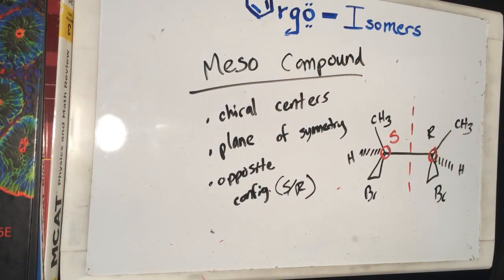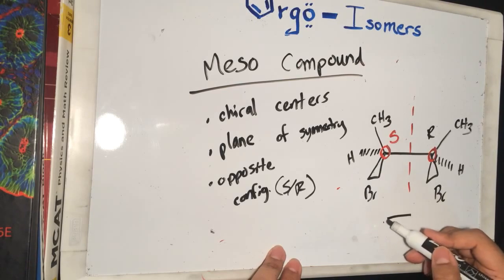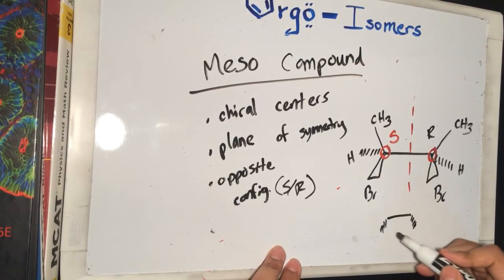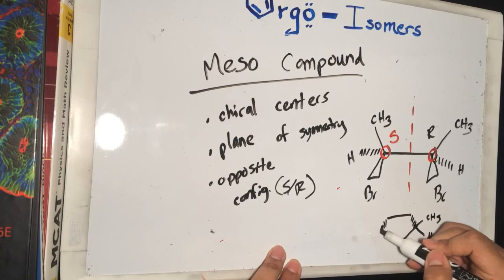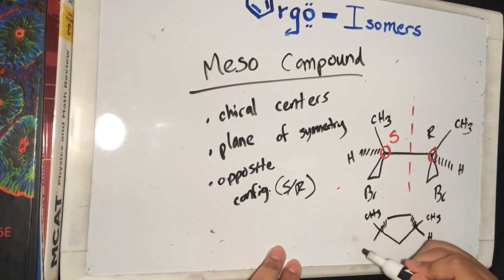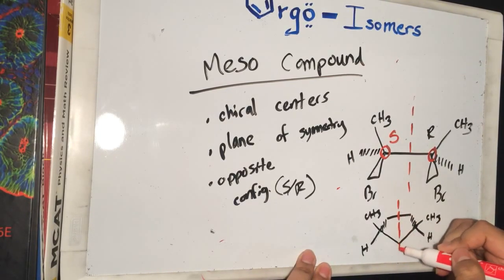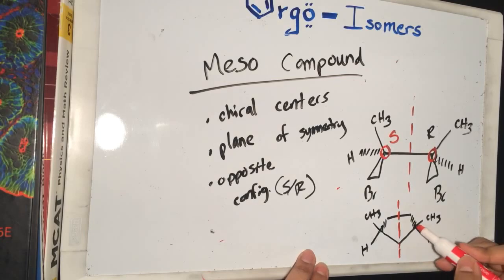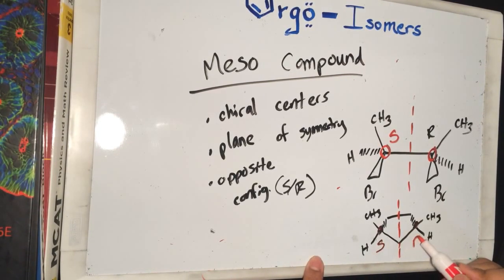So we would call this whole molecule a meso compound. And another example, I'll leave you guys with this, is something like this: CH3, hydrogen, CH3, hydrogen. So this is just another example. Now, can you guys see this? Okay, cool. Does it have a plane of symmetry? Yes, right down the middle, right here. Does it have chiral centers? Yeah, right over here. This is a chiral center. This is also a chiral center. And does it have opposite configurations? Well, yeah, it does. If you go through it, you'll find out that this one is an S, and this one right here is an R.